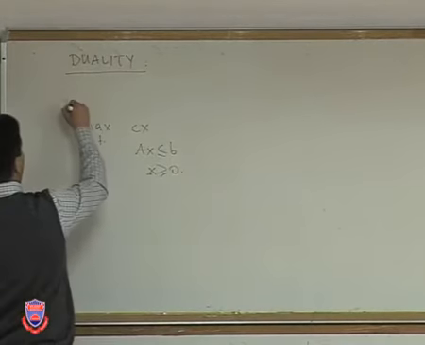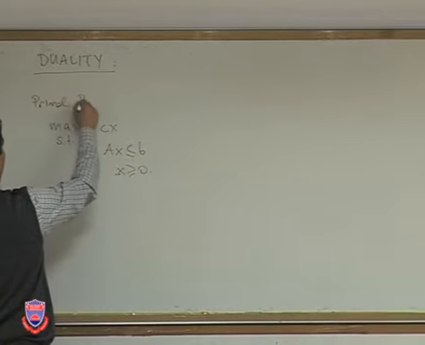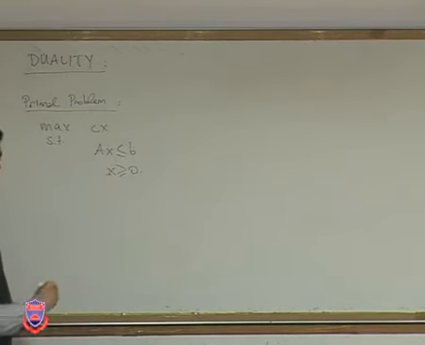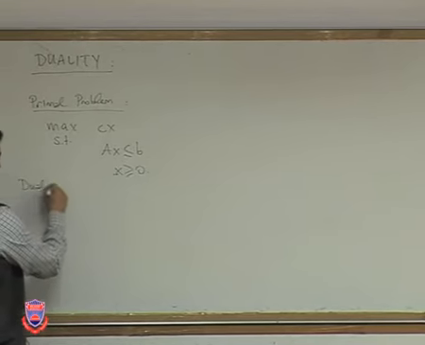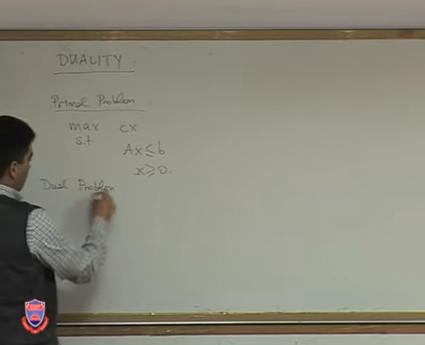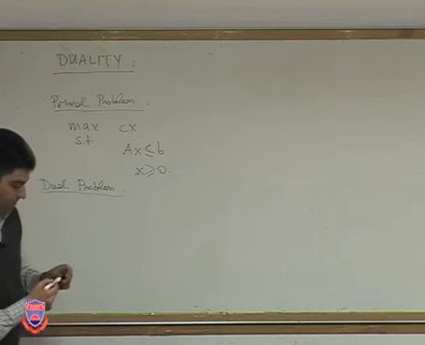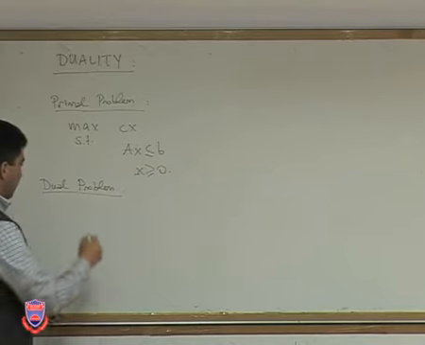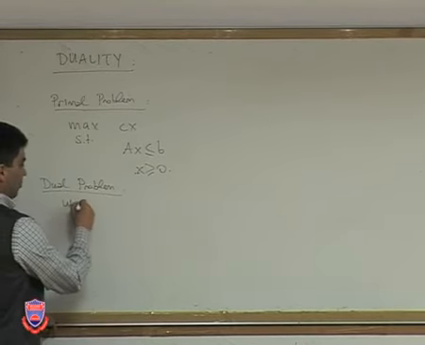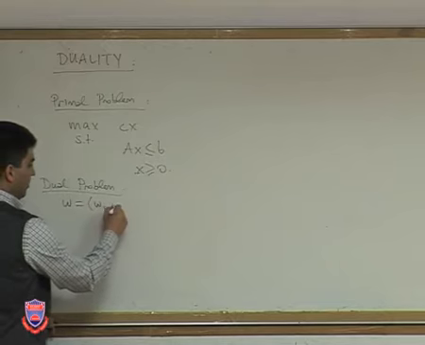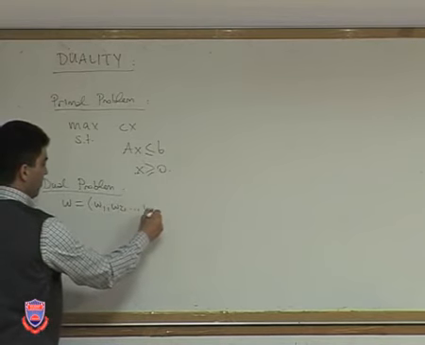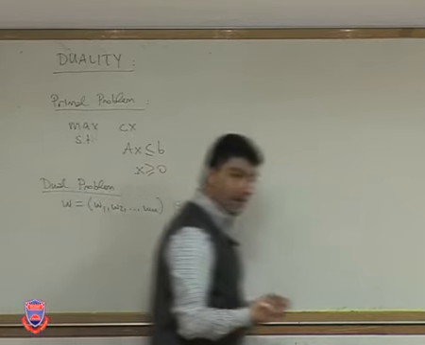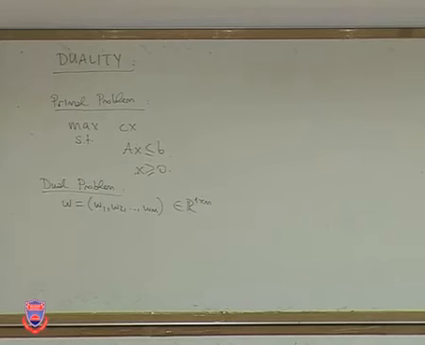Think of this as our primal problem. And then I will also write the dual problem in matrix form. Now to do that, I'm going to define a new vector that I'm going to call W, given by W1, W2, all the way up to Wm. This will be an m-dimensional row vector, where m is the same as the number of constraints in the primal problem.